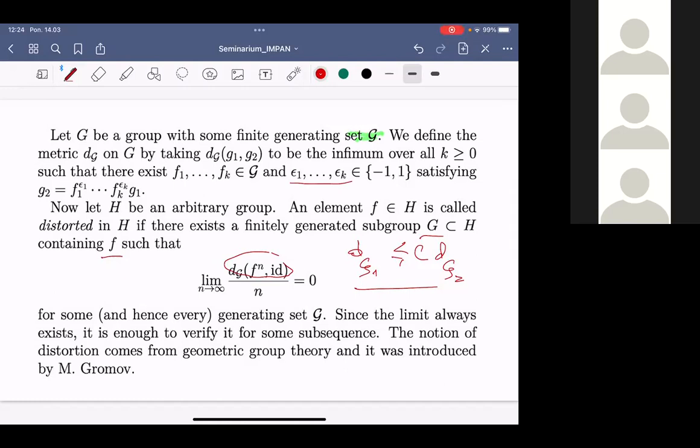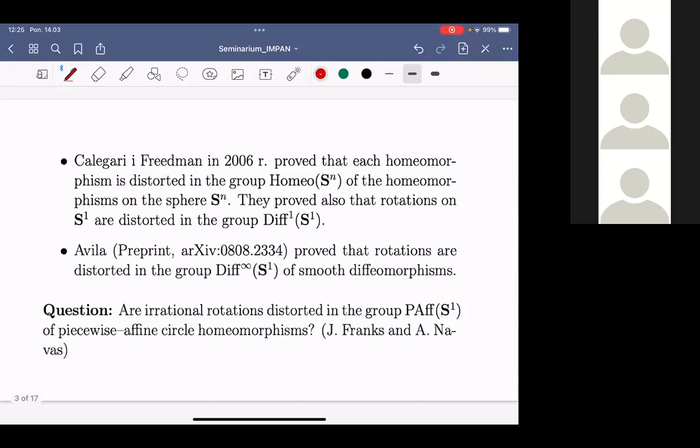As I said, this notion was introduced by Gromov in the 1970s, but in the 1990s it was used in the theory of dynamical systems. In particular, there's a nice paper by Calegari and Freedman, who in 2006 proved that each homeomorphism is distorted in the group of sphere homeomorphisms.